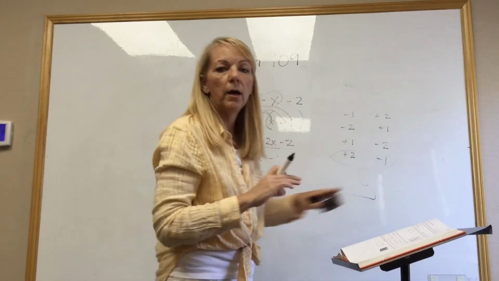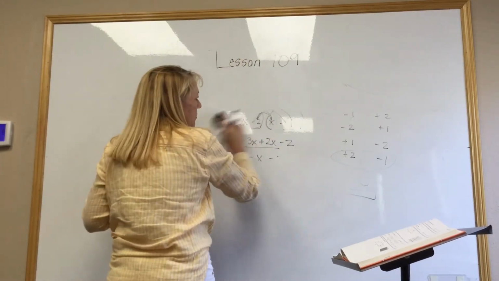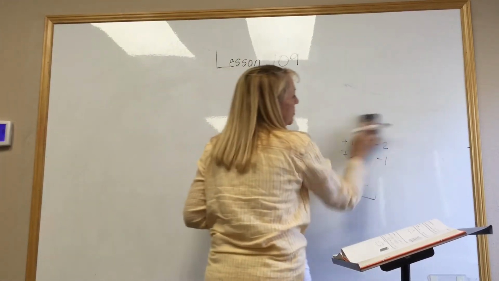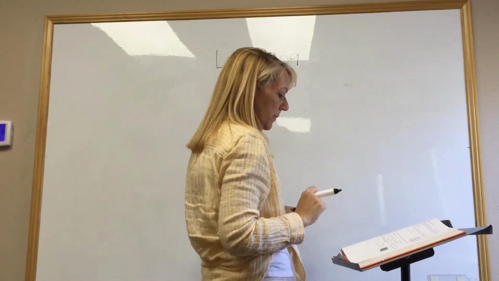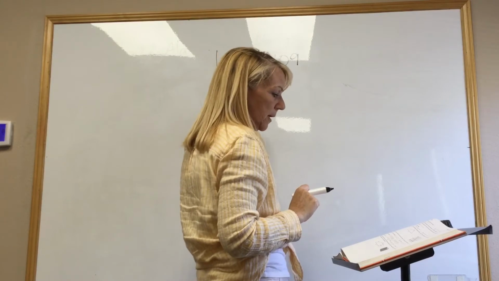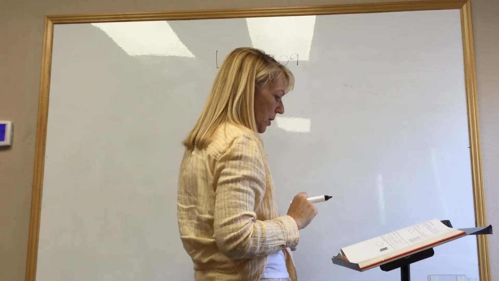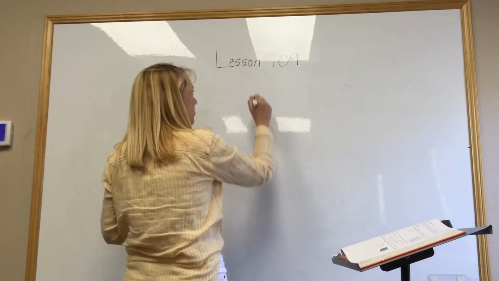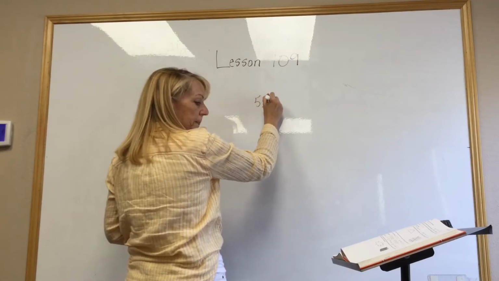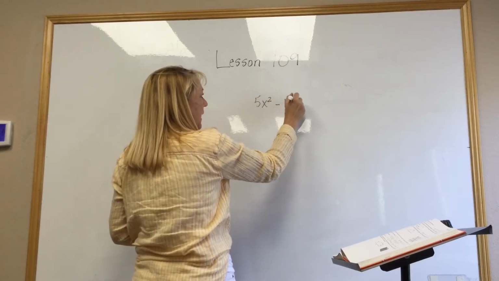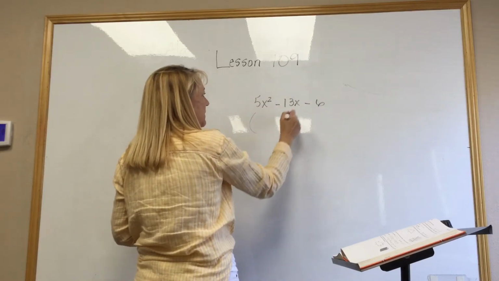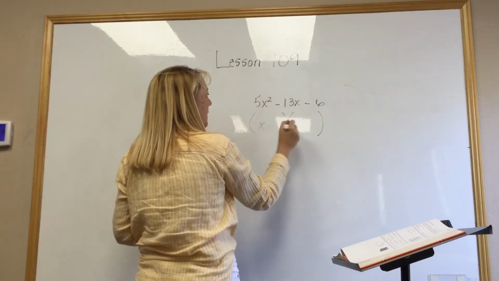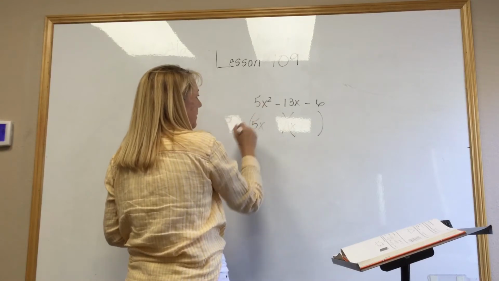Let's do one more, and we'll work through it as we go so you can see how you can do it. You might have to do 4 different problems in order to find the right one, because the number in the front influences the middle number. So let's do one more: 5x squared minus 13x equals negative 6. So two sets of parentheses, x in each. One of them has a 5.